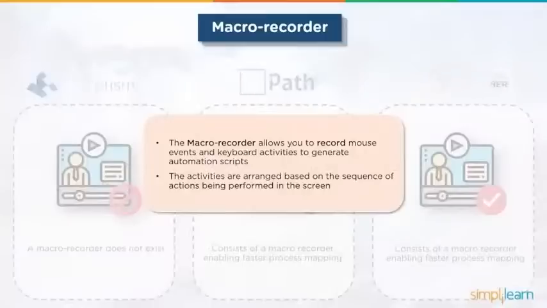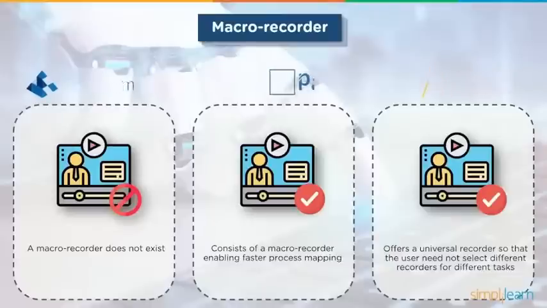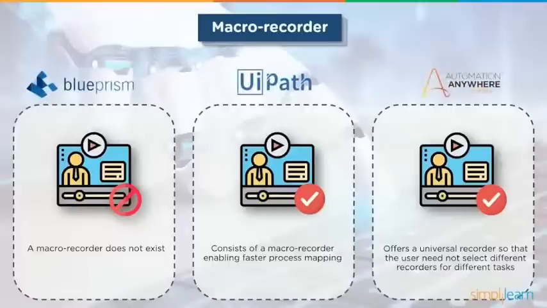Moving on, the next feature is Macro Recorder. Now, the Macro Recorder allows you to record keyboard activities and mouse events to generate automation scripts. These activities are arranged based on the order or sequence of actions being performed on the screen. So moving on to the comparison, Blue Prism does not use a macro recorder. UiPath makes use of a macro recorder to enable fast process mapping. Automation Anywhere offers a universal recorder so that the user need not select different recorders for different tasks.